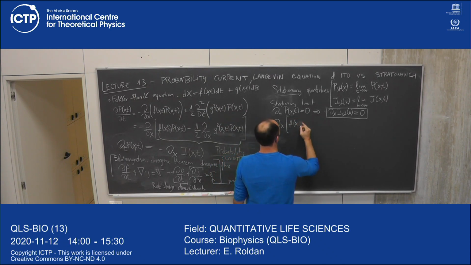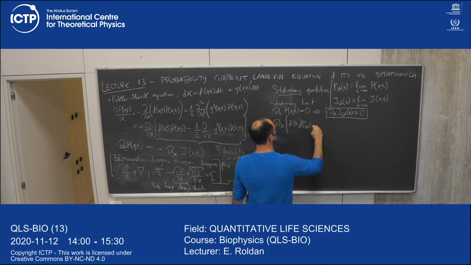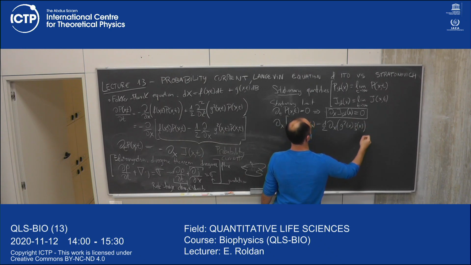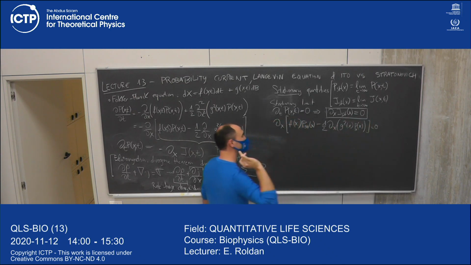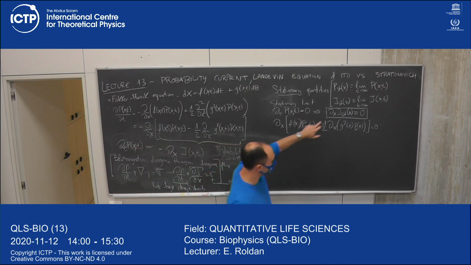Well, let's say, forget about t for a moment. Minus 1/2 partial x of g squared of x, P stationary, equals 0. So this is in general a difficult equation to solve. If you want to solve the stationary state, it will be complicated in general. Okay? So what does this result mean?